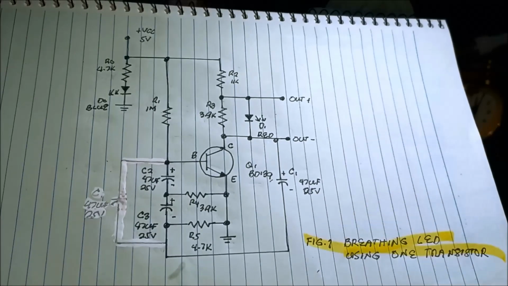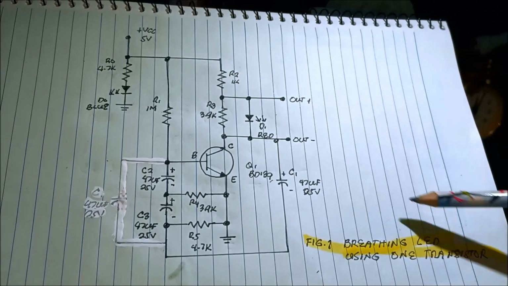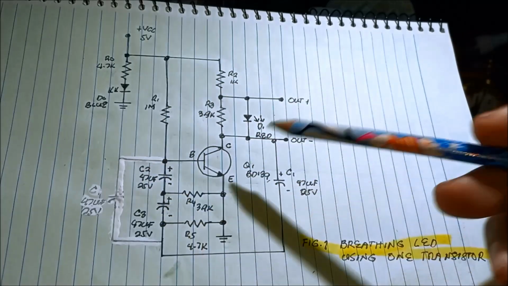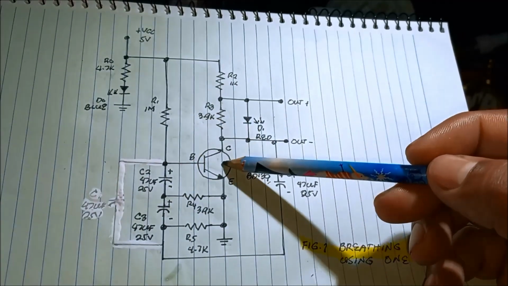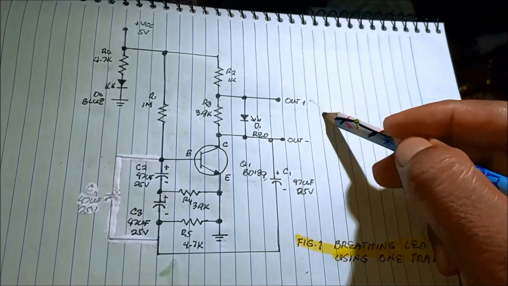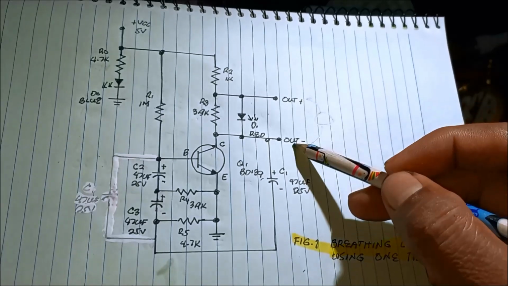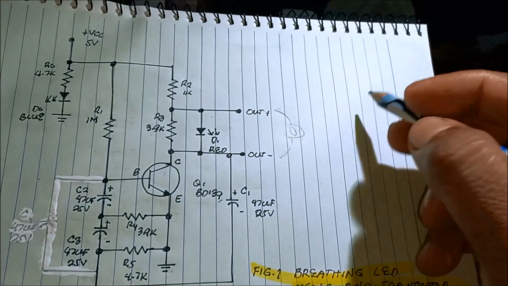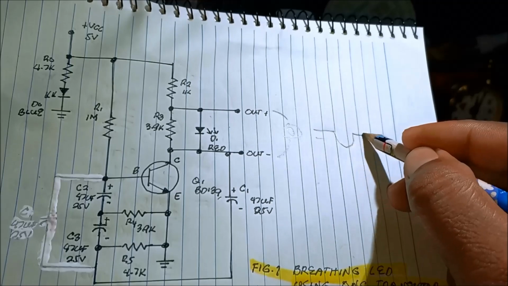Now we have the schematic diagram of the breathing LED using one transistor. One transistor with many discrete components. So in our circuit we have one transistor. This is the output. We connected the oscilloscope here. The positive to the positive, negative to the negative of the oscilloscope. And we're having this output.